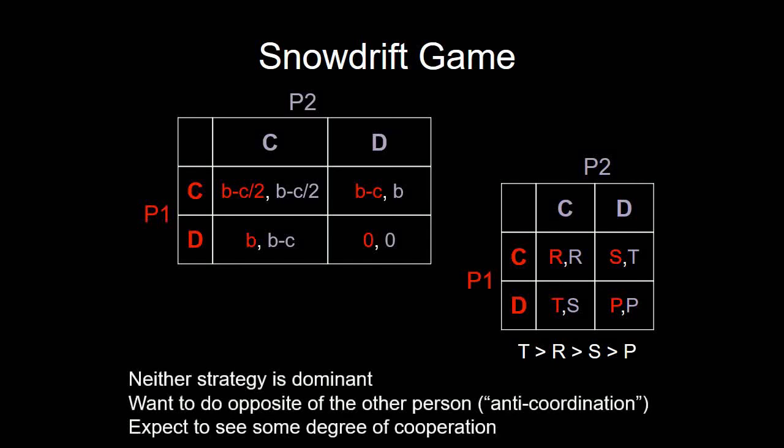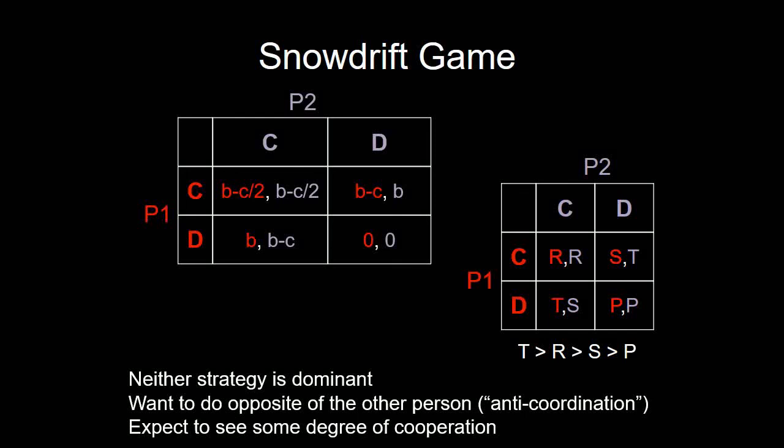What you see is that neither strategy is dominant, and rather than always wanting to defect or wanting to match the person, here you want to do the opposite. You want to anti-coordinate. Whatever the other person does, you want to not do. So if the other person cooperates, you want to defect. If the other person defects, you want to cooperate. And so what that means is that you'd always expect to see some amount of cooperation in games like this, because even if the other guy's definitely going to defect, it's still worth it for you to get out and shovel.